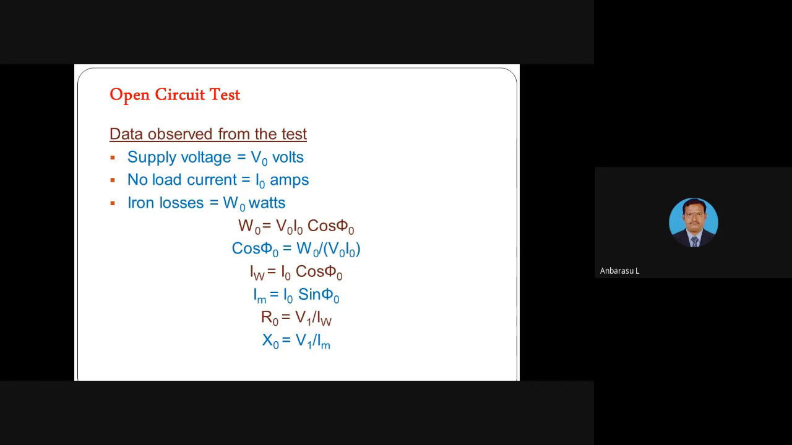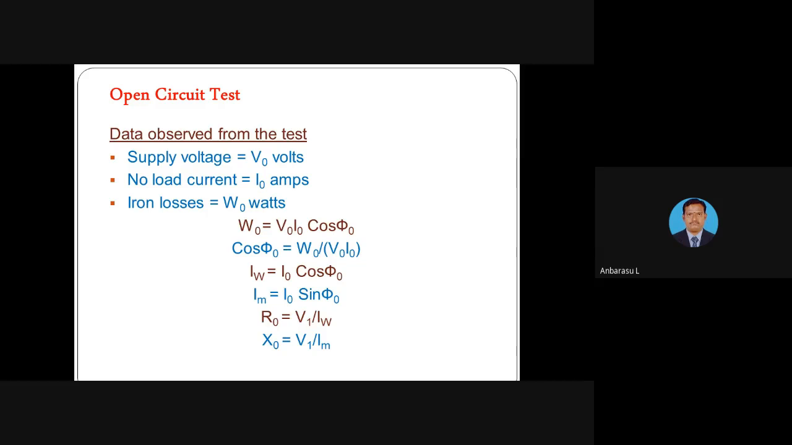From the open circuit test, what data are observed? One is the supply voltage, V naught, the no load voltage. Then the no load current I naught, in amperes, the iron losses, the no load power factor, and the no load power. So power W naught equals V naught I naught cos phi naught. Cos phi naught equals W naught divided by V naught into I naught. IW equals I naught into cos phi naught. IM equals I naught into sin phi naught. R naught equals V naught by IW and X naught equals V naught by IM. Here W naught is the no load power, V naught the no load voltage, I naught the no load current, and cos phi naught the no load power factor.